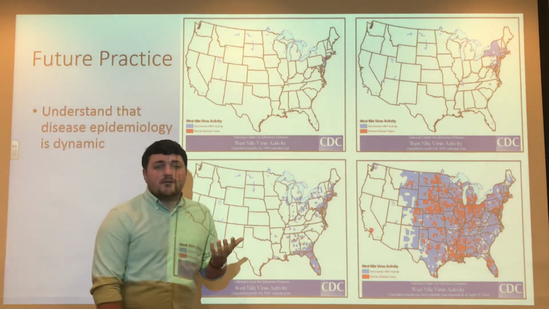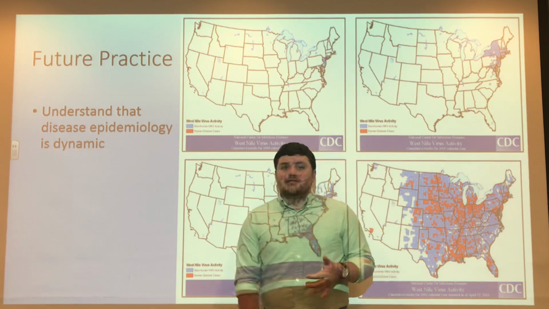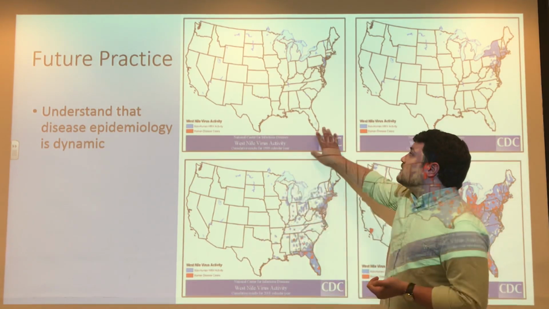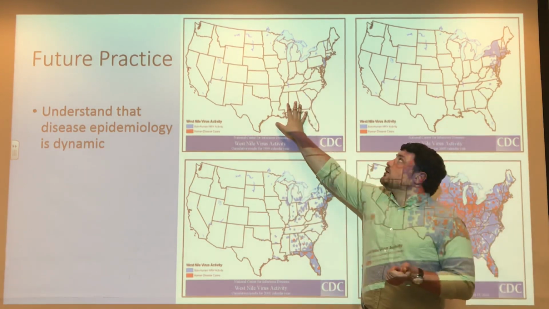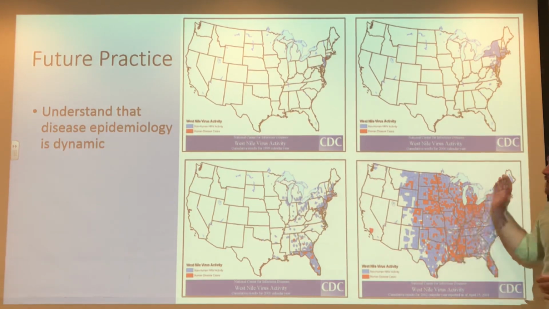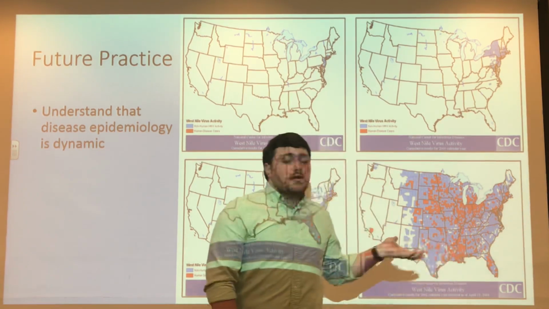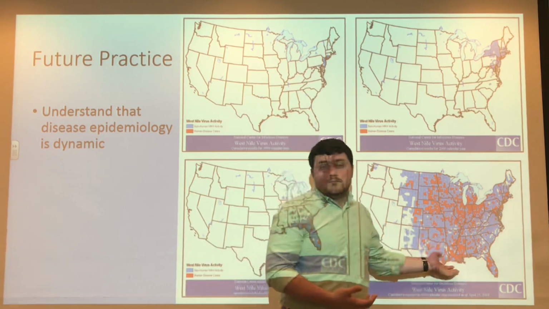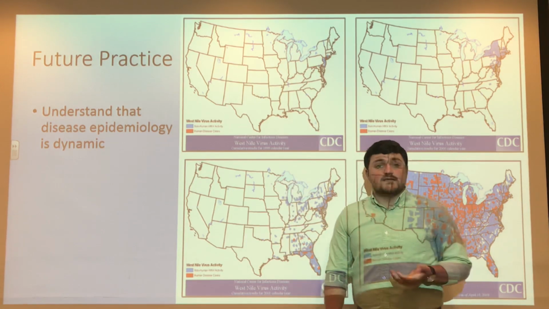In terms of how we can apply this to future practice, I think something that's important is recognizing that the epidemiology of a disease is fluid and it can actually change pretty rapidly. This figure illustrates the spread of West Nile virus in the United States from 1999, when it was first introduced, all the way to 2003, just 4 years later. By 2003, over half the United States had been reporting cases of West Nile virus, and that's much more than we had in 1999, when the disease wasn't even present yet.